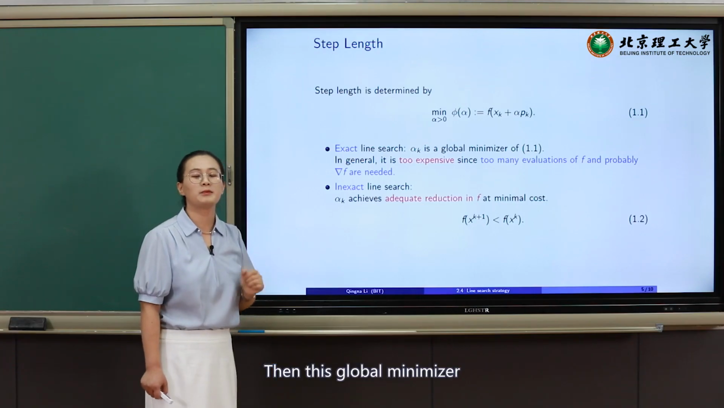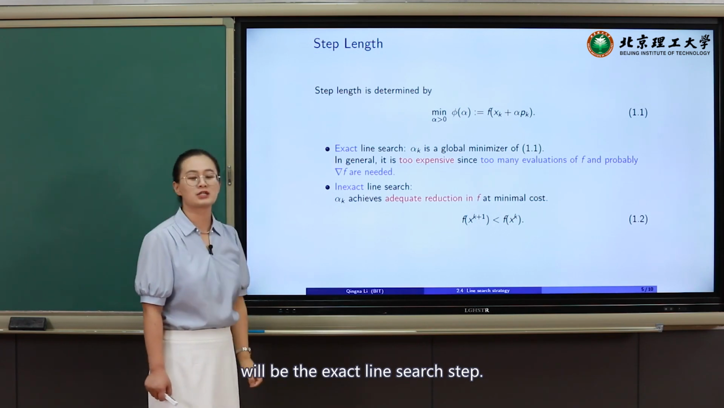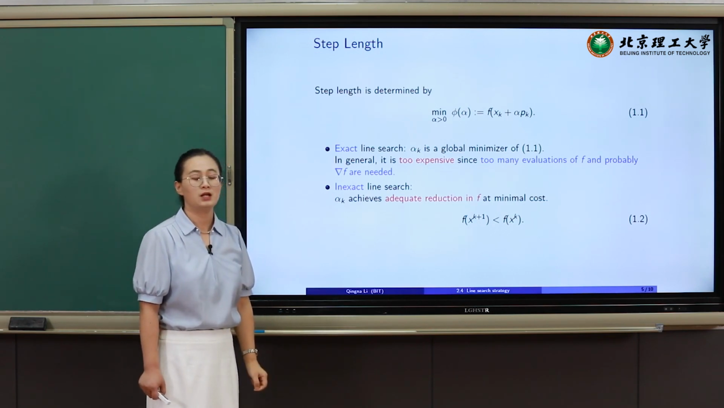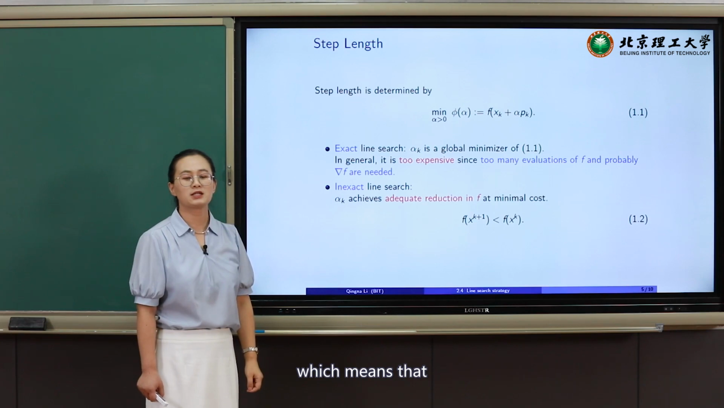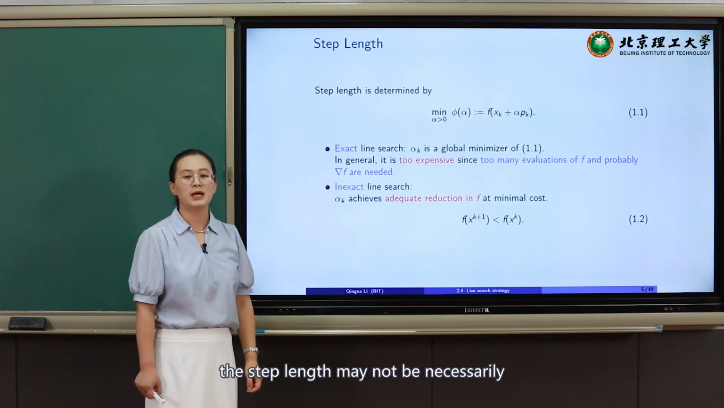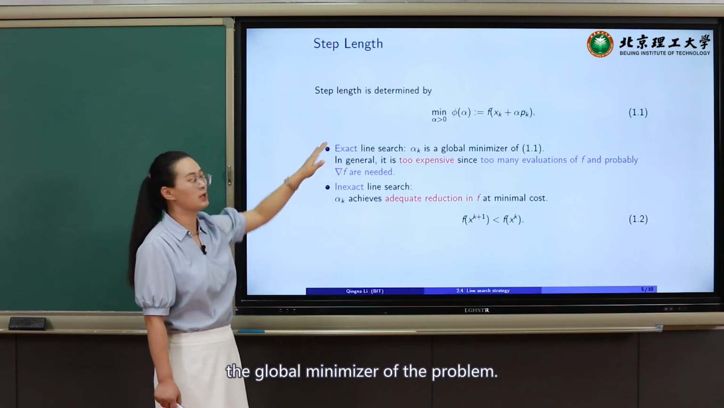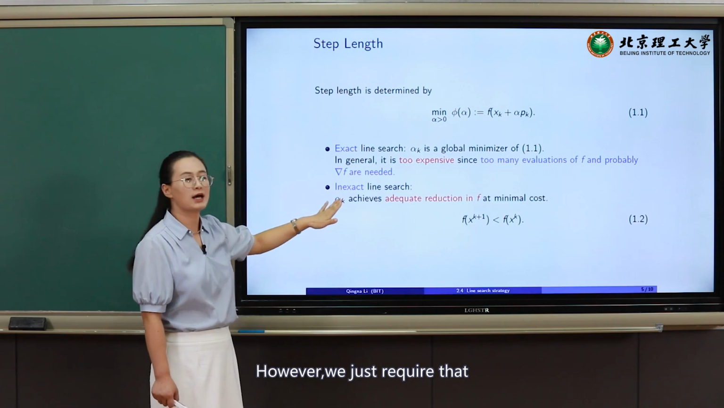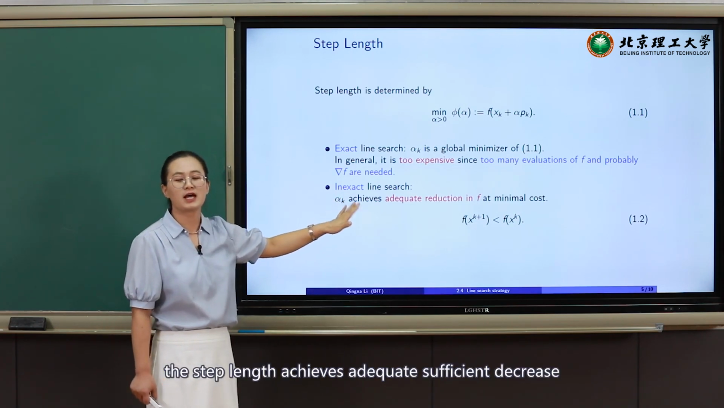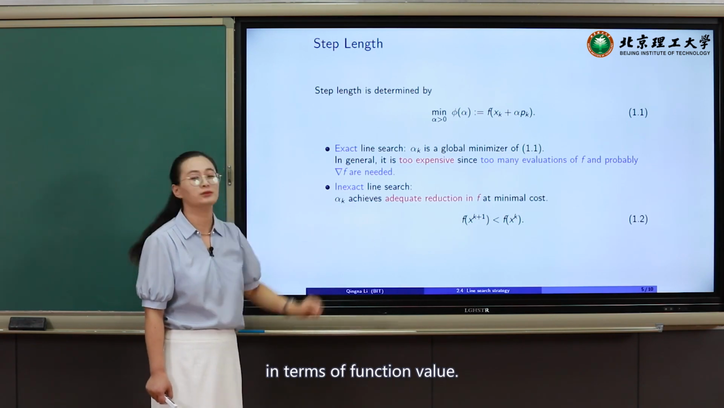to reach the global minimizer. Then this global minimizer will be the exact line search step. The other way is the inexact line search, which means that the step length may not necessarily be the global minimizer of the problem. However, we just require that the step length achieves adequate, sufficient reduction in terms of function value.